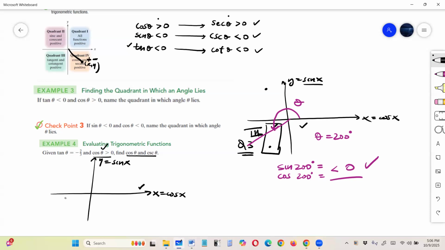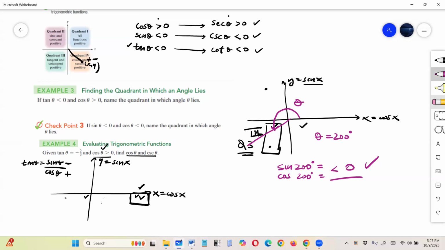Cosine is positive in the first and fourth quadrants. Now, remember, tangent is sine over cosine, and I already know that cosine is positive. Tangent is only negative if sine is negative, right? Because then the ratio would be negative, which means I am either in the third or fourth. So the only location where the two criteria intersect is the fourth quadrant. So my angle is in the fourth quadrant.